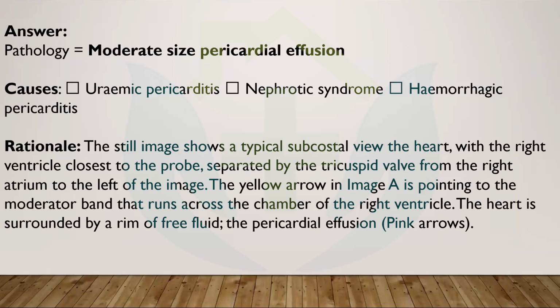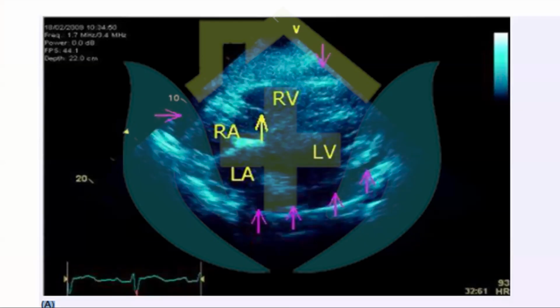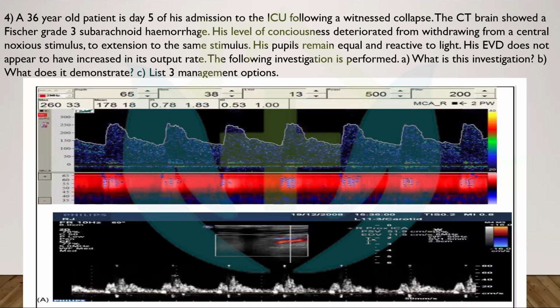The still image shows a typical subcostal view of the heart with the right ventricle closest to the probe, separated by the tricuspid valve. The yellow arrow in the image is pointing to the moderator band that runs across the image. The heart is surrounded by a rim of free fluid, that is a pericardial effusion. Can you see the pink arrows? This is the fluid, the pericardial effusion. This is the right atrium, right ventricle, left atrium, left ventricle. Okay.